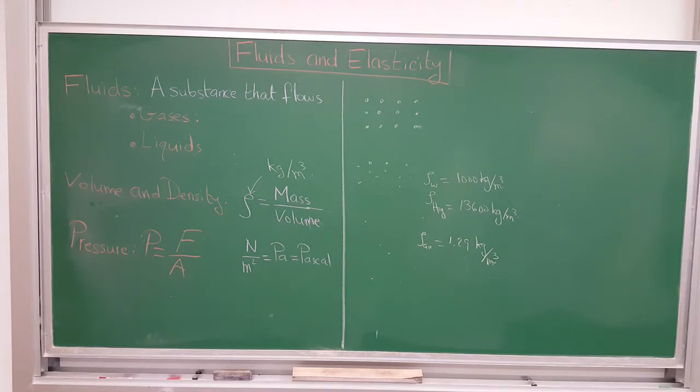Seawater, about 1,030, more dense than water. And then mercury is 13,600, as I wrote over there. Now, the concept of pressure.